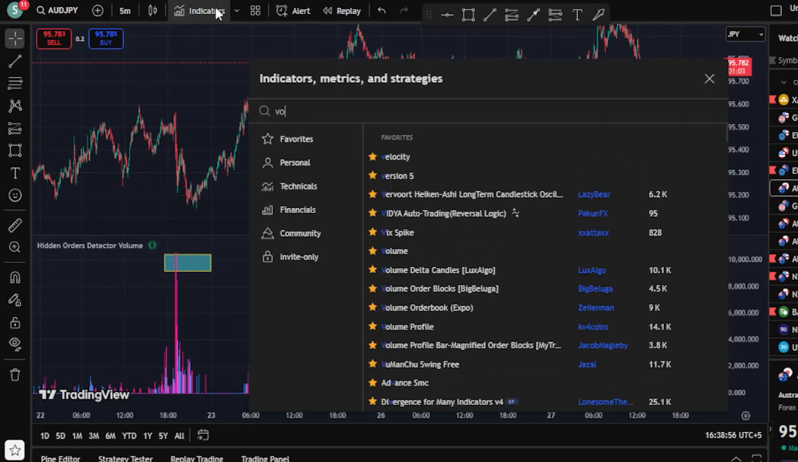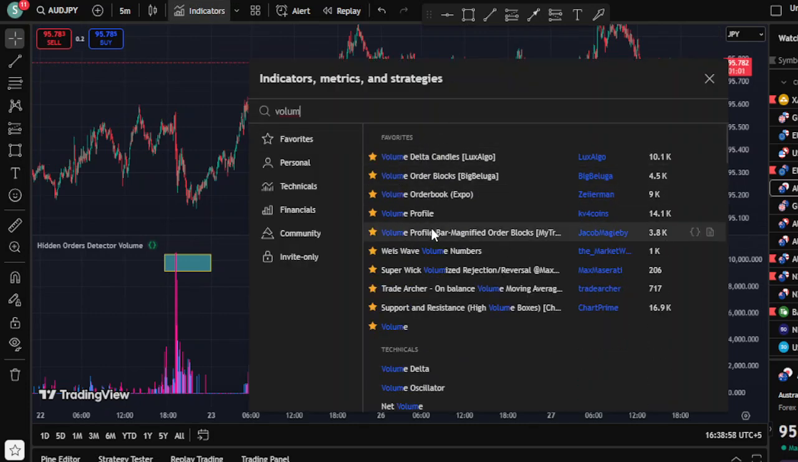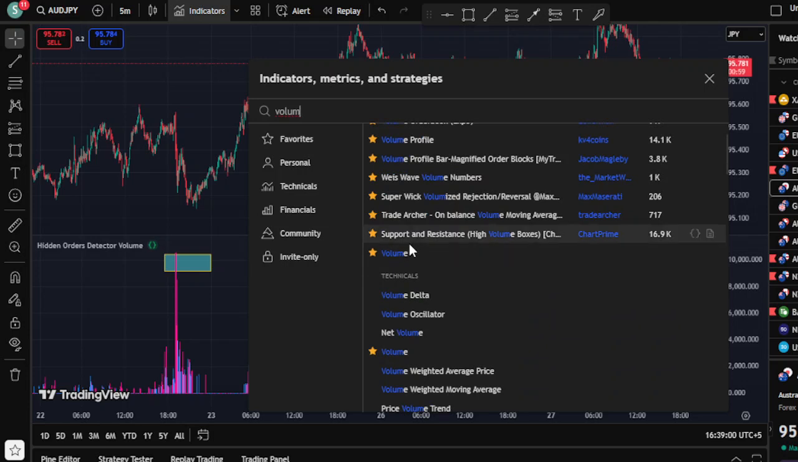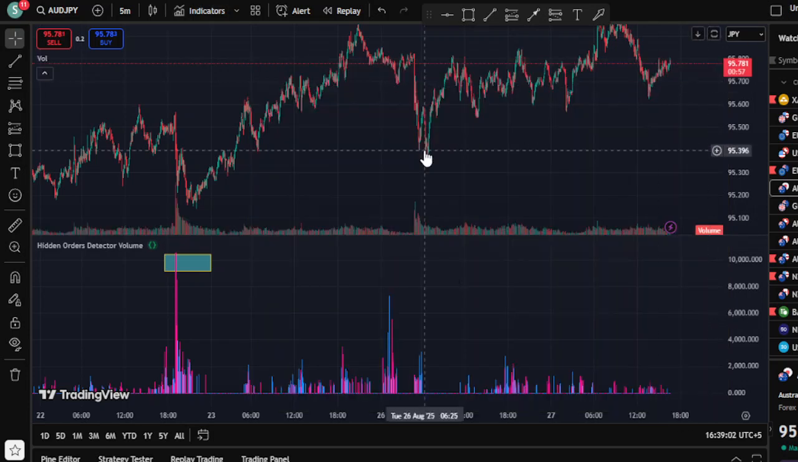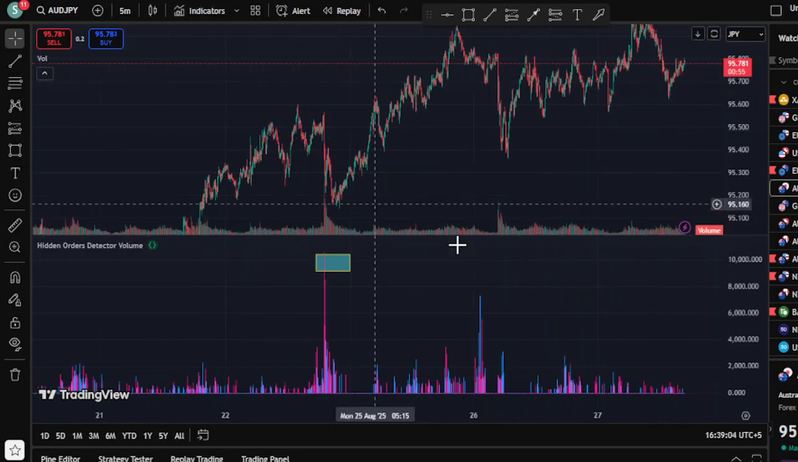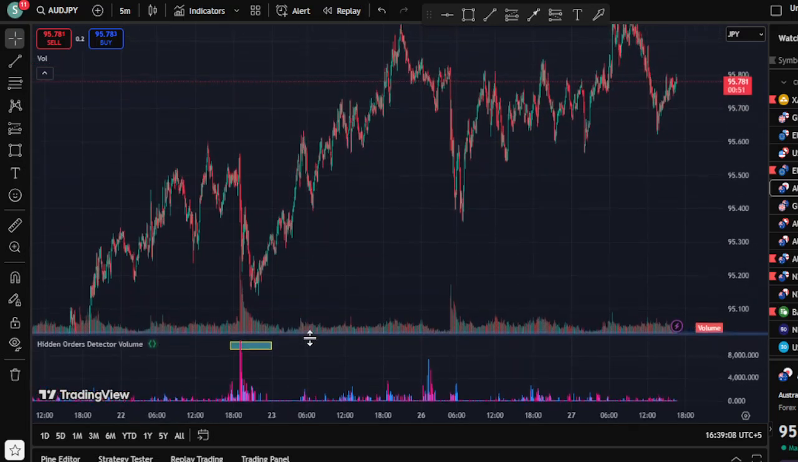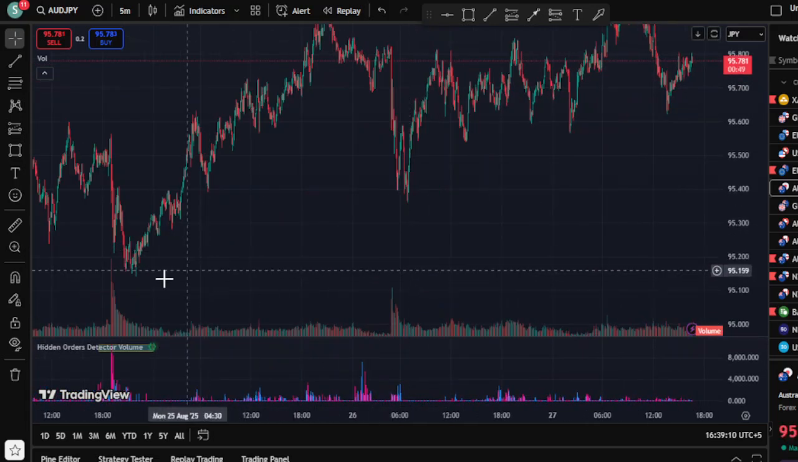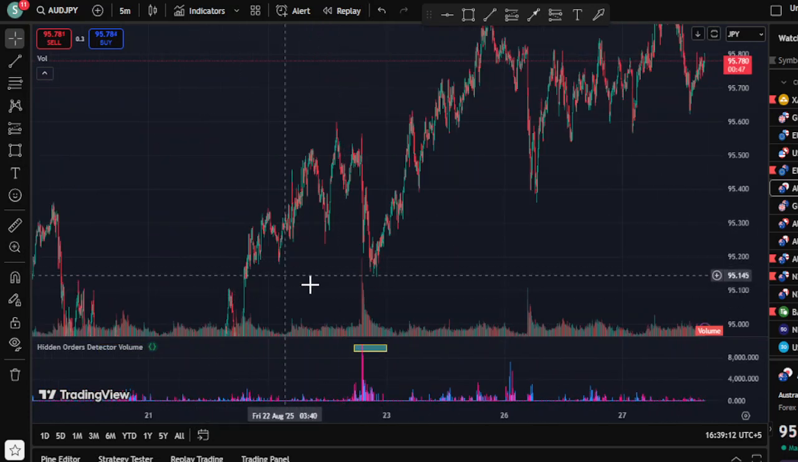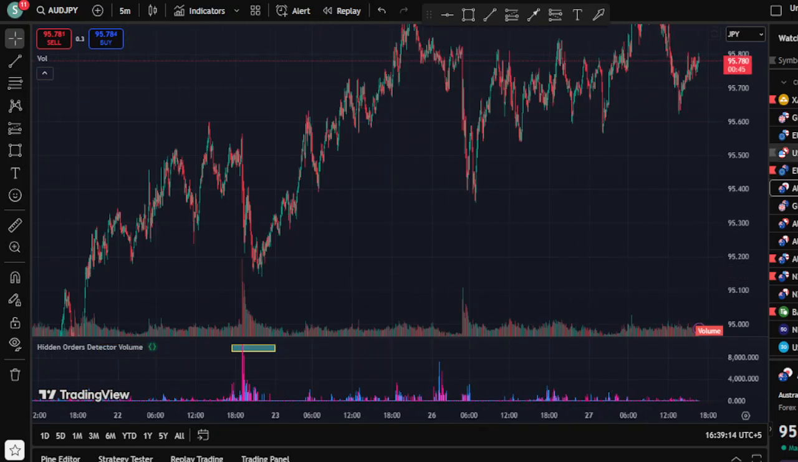For example, if I just write volume 1, the normal volume, you can see that it has a lot of different signals. If I zoom in on your chart, you can see it works a bit differently than the normal volume indicator that you can see on the screen.